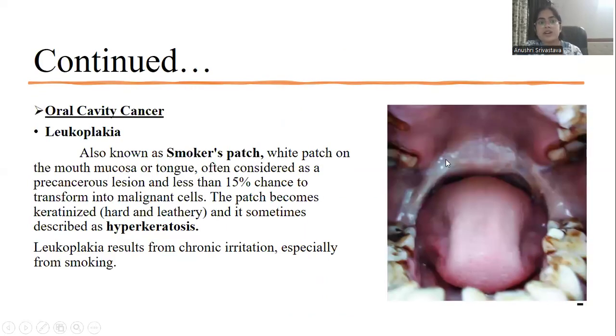Okay. Next, if the patient is having oral cavity cancer, then what will be the clinical manifestation? As you can see here, the whitish patches, which are also known as smoker's patch or leukoplakia. Leukoplakia is a white patch on the mouth mucosa or tongue, often considered a precancerous lesion. Precancerous lesion, these are considered before cancer occurs. And there is less than 15% chance of it transforming into malignant cells. So less than 15% chance that leukoplakia converts into malignant cancer cells.